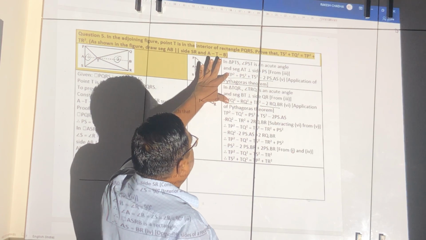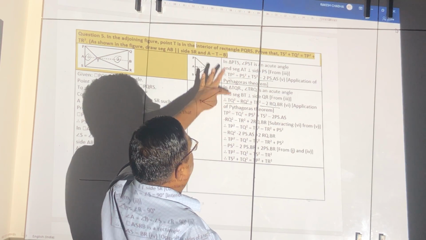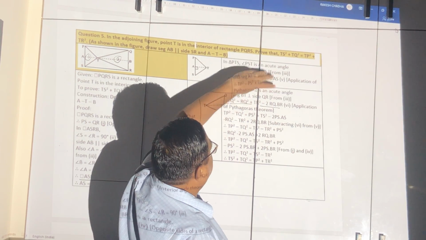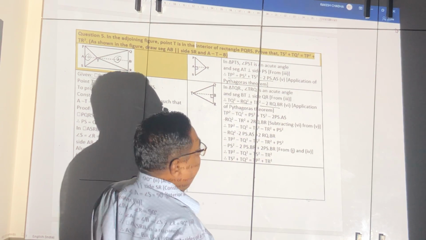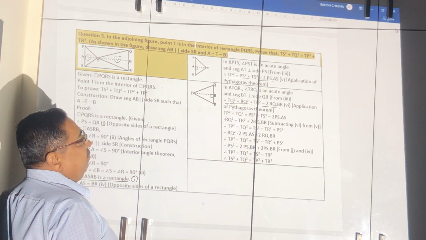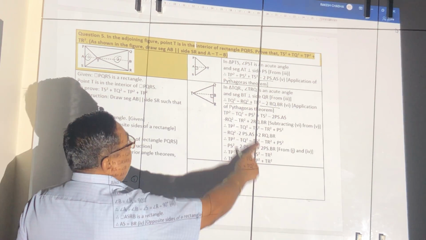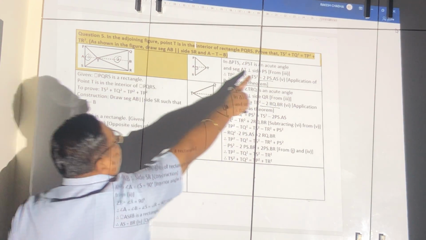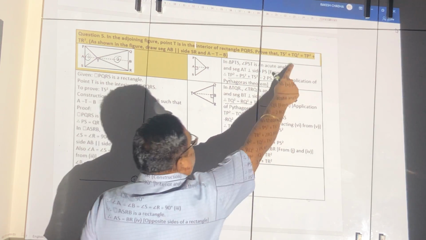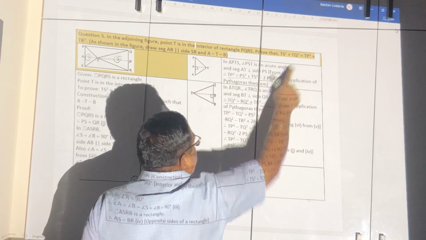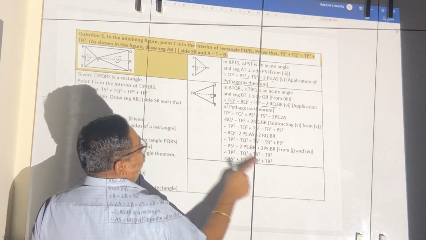So subtract this from this. TP square minus TQ square is this minus this. So we are subtracting. Okay? And when you subtract, substitute and cancel, you will directly get what is asked in the exam: TS square plus TQ square is TP square plus TR square.